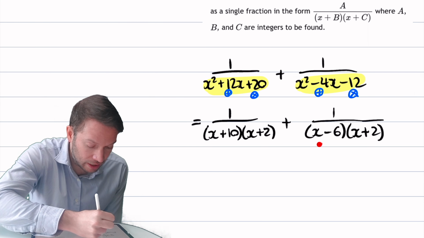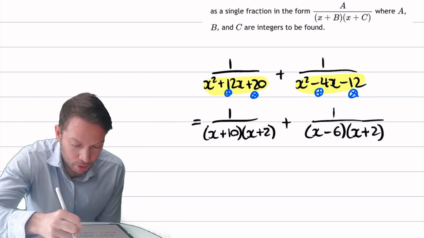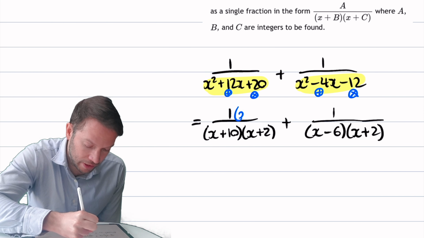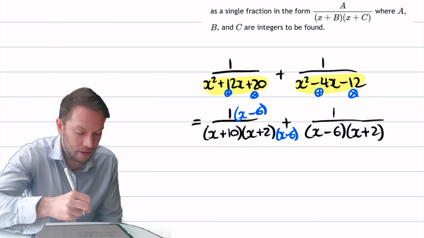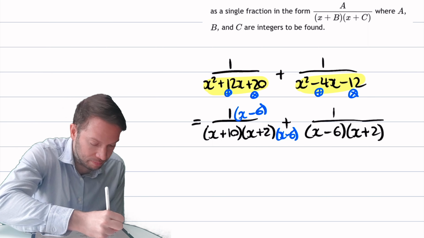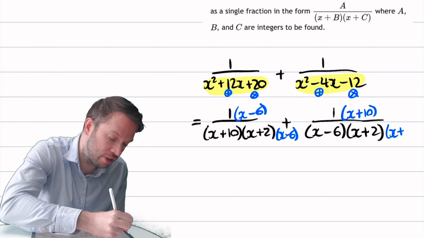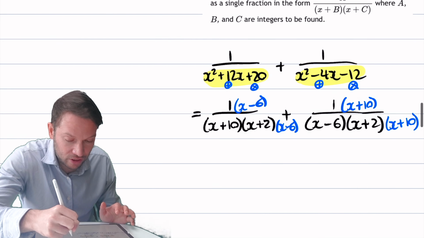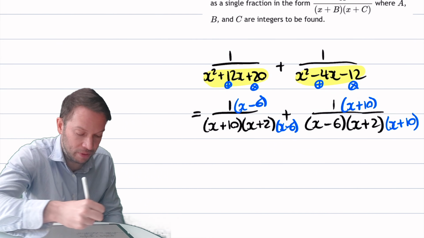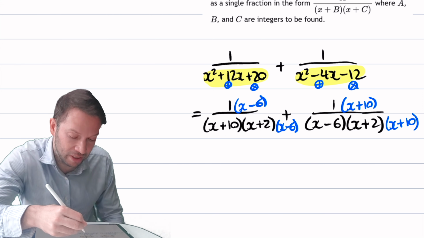So this denominator has an x minus 6, but this doesn't. So I'm going to multiply the top and bottom of this first fraction by x minus 6. And then this second fraction doesn't have an x plus 10, so I'm going to multiply top and bottom by x plus 10. Whatever you times the top by, you have to times the bottom by the same. And now, look, we do have the same denominator. The same brackets, but just in a different order. That doesn't matter. They're still going to be the same.